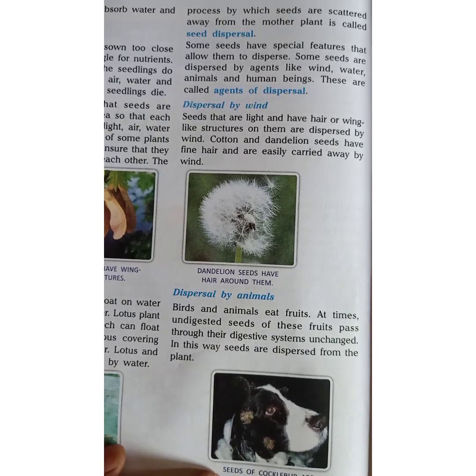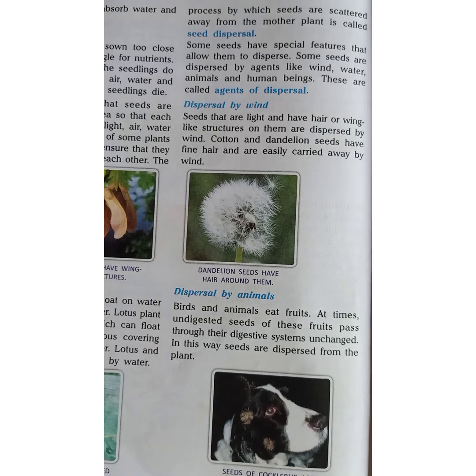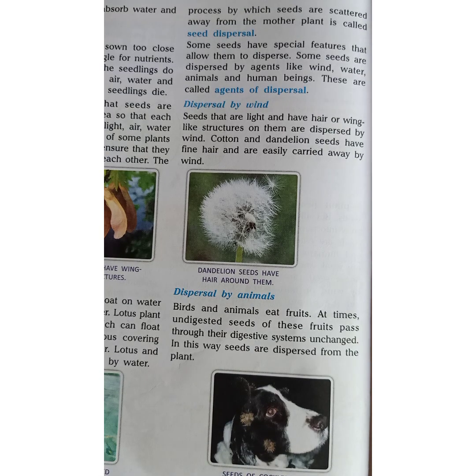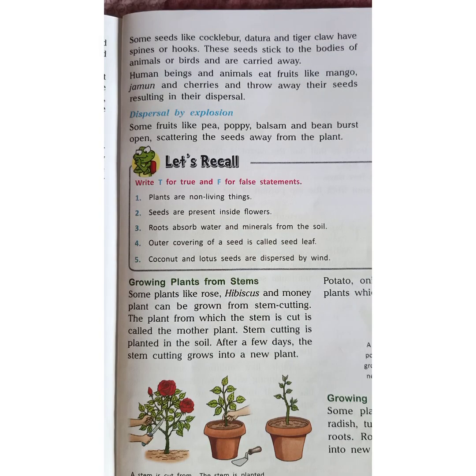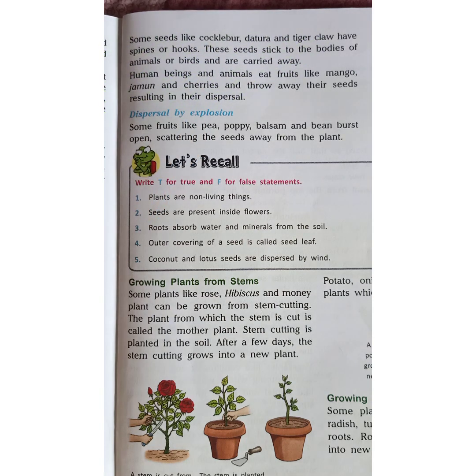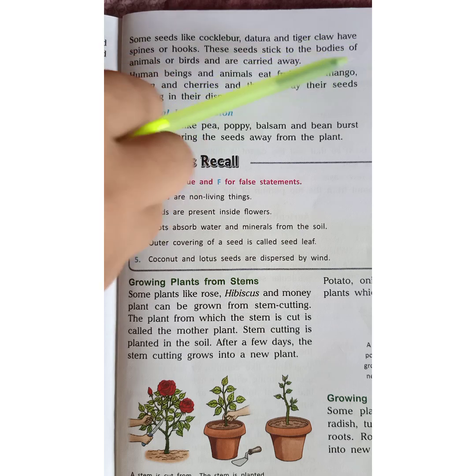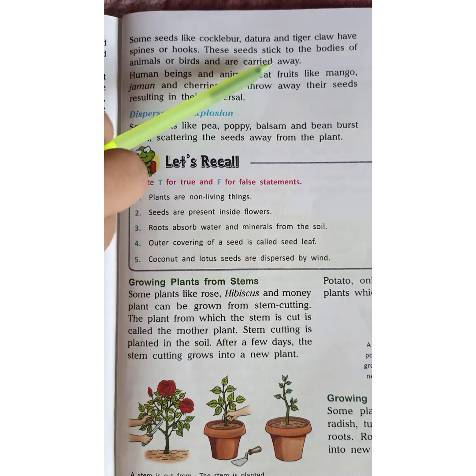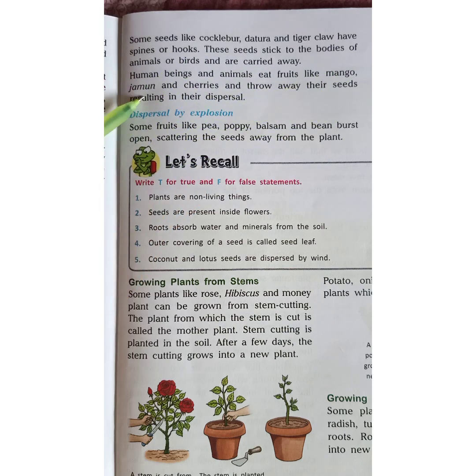Some seeds like cocklebur, datura and tiger claw have spines or hooks. We can see these seeds around us, as the cocklebur, datura and tiger claw have spines and hooks. They stick to the bodies of animals or birds and are carried away. Human beings and animals eat fruits like mango, jamun, and cherries and throw away their seeds, resulting in dispersal.